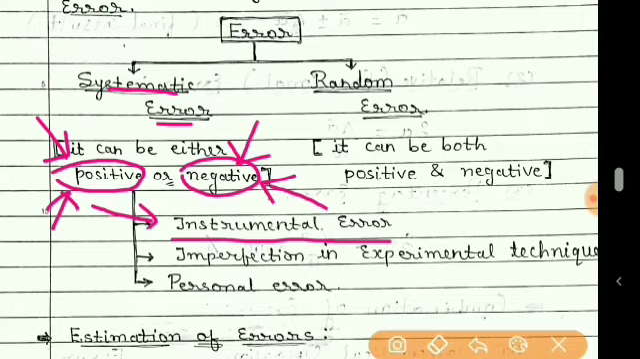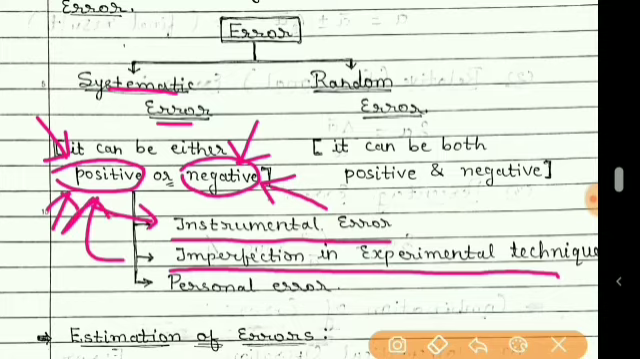And if I use the same instrument to measure the other object, then also it will show the same type of negative error. Even the imperfection in the experimental technique, meaning if some person is using that technique and errors are arising, then that error will be in one direction only, either positive or negative, and sometimes personal error also arises.